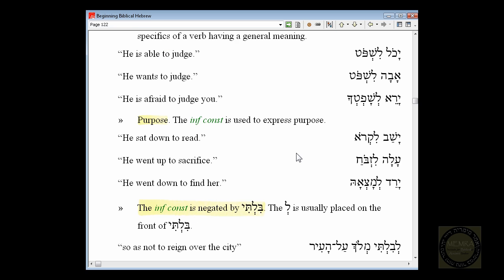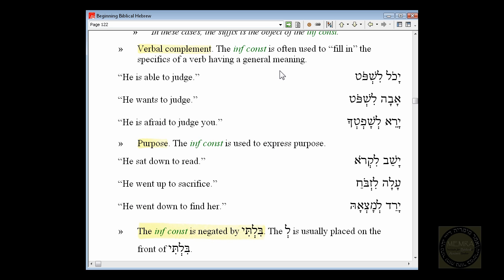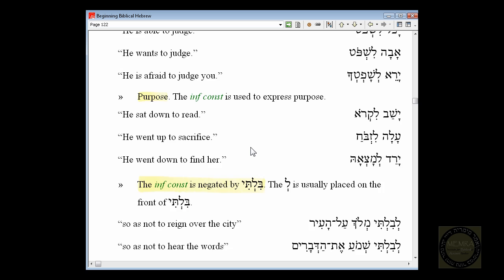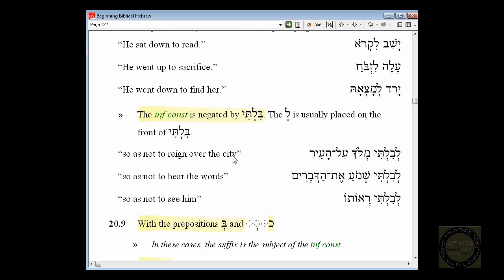Now you could translate it to reflect purpose, like in order to judge you. I don't think Futato does a super job of bringing the purpose out. I think in order to conveys that a little bit more, and that would be an acceptable translation. So just know you could have just a generic to whatever for the infinitive with lamed. Here, lamed with infinitive, it might be best to translate it in order to, again, to express a purpose idea. Whatever you think the context fits or justifies.